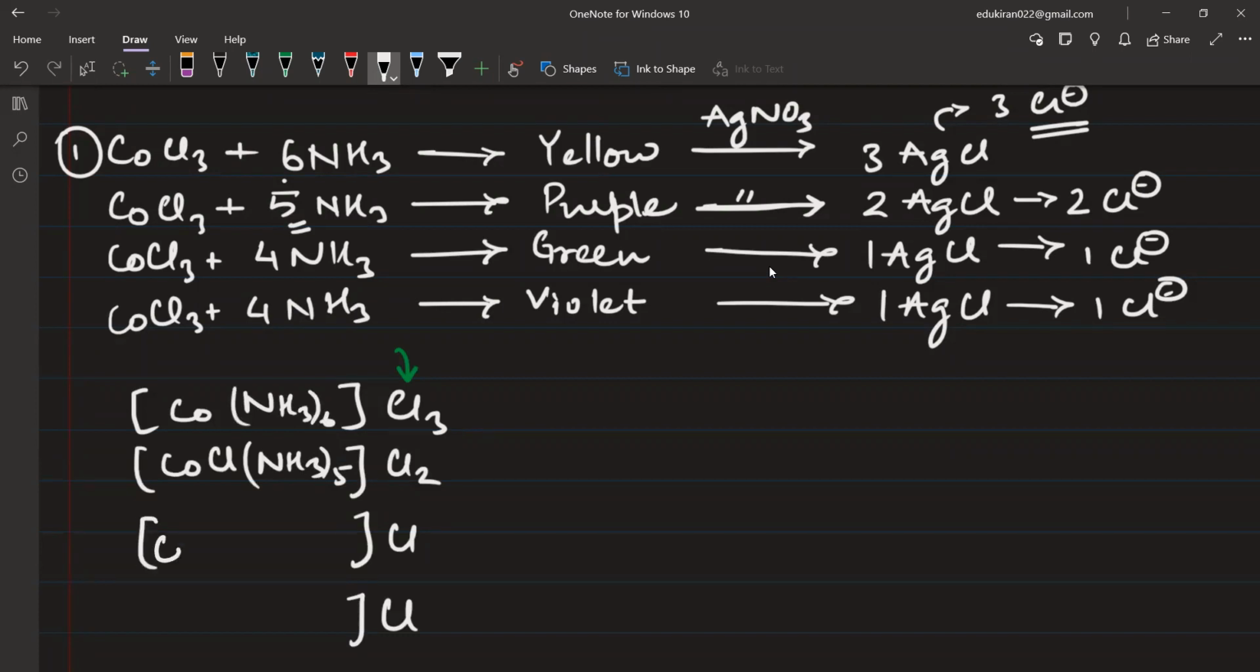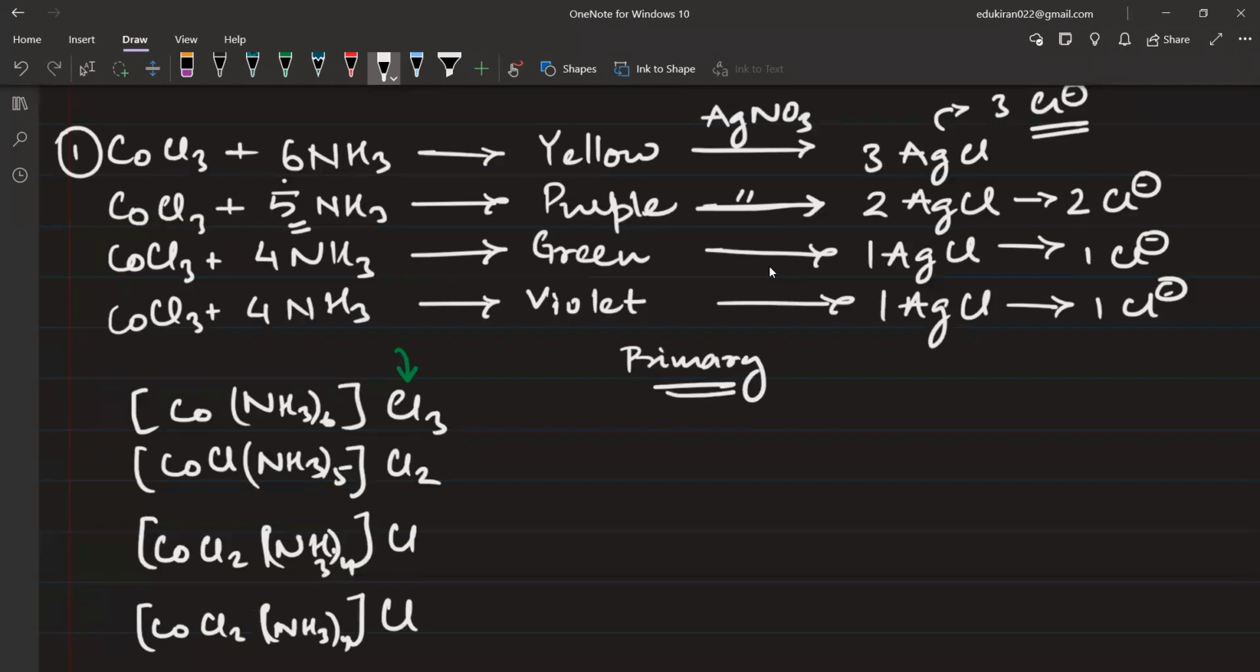In the fourth case, what will happen? Co, Cl2, and there will be 4 NH3. Fifth case also Co, Cl2, and 4 NH3. Now with this, he gave an idea about primary valency and secondary valency.